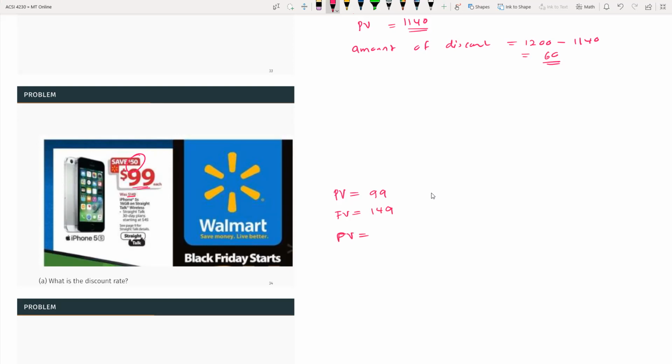So present value is future value times 1 minus D. So 99 equals 149 times 1 minus D. You can solve for D, basically 99 divided by 149. Let's solve for D. So it's 33%.